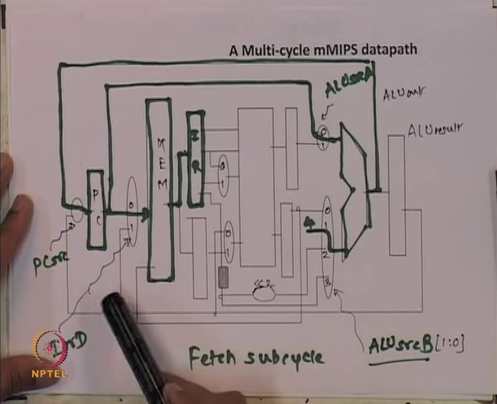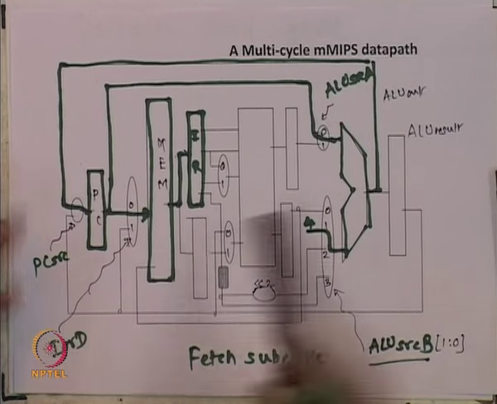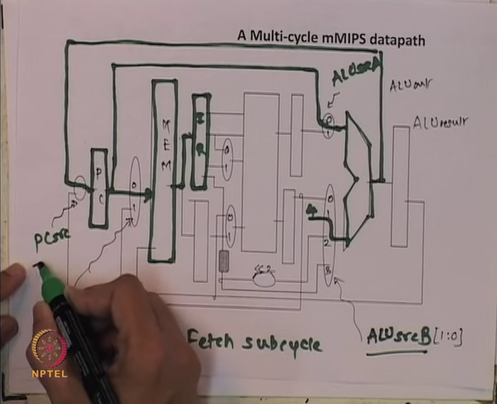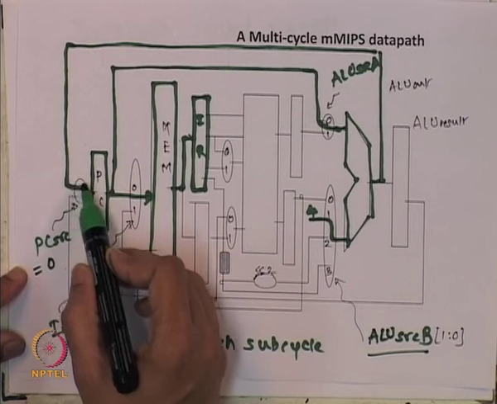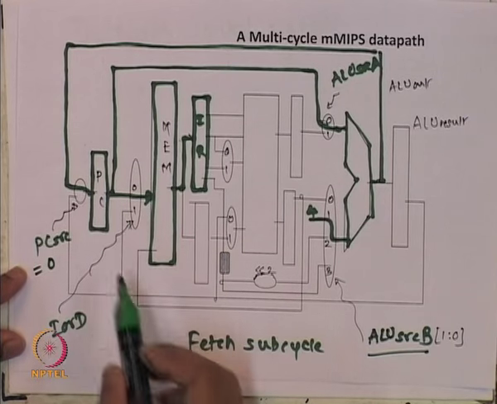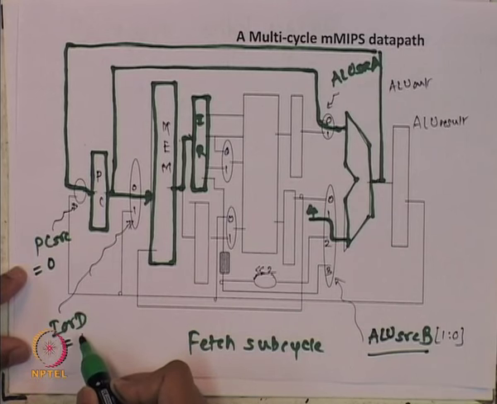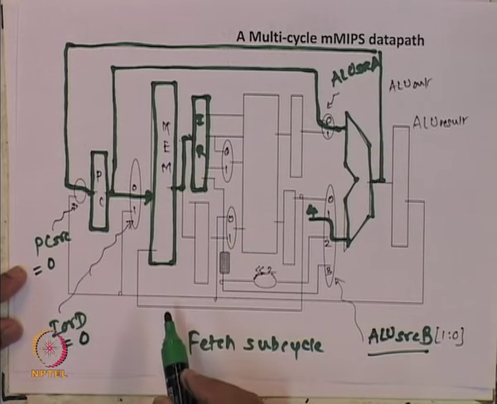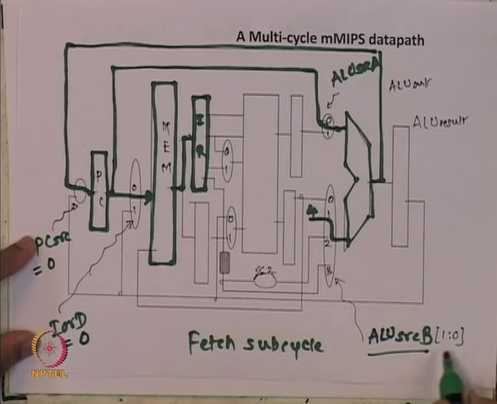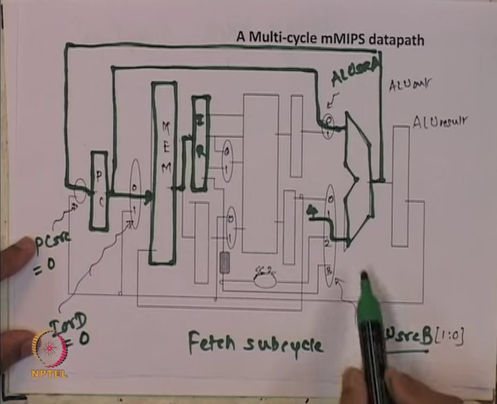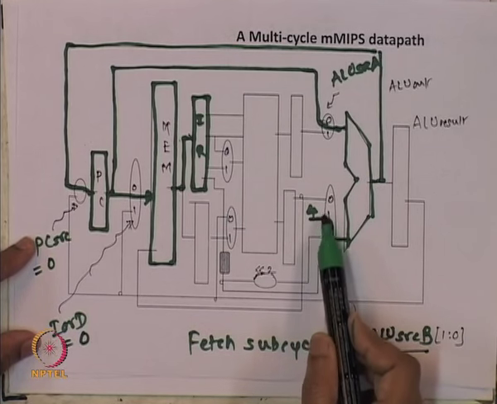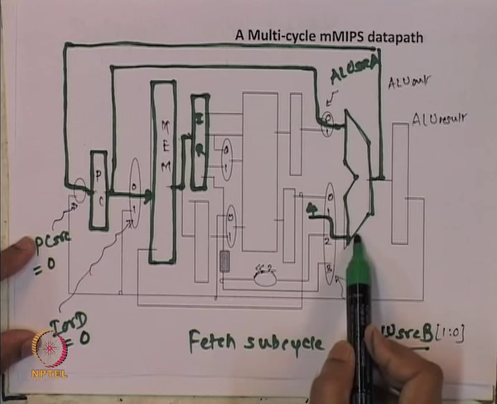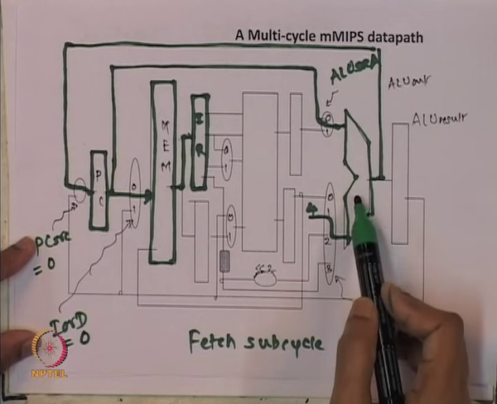What's happening? What we need to notice is that in this PCSrc will have value 0, because it should allow the upper input to go to PC. IRD should again have value 0, because that is the upper one going through this multiplexer at its output. Okay. What about this ALUSrcB? You see that the constant 4, which is on the second port, that is port number 1 of input number 1 of this multiplexer, should go through to the output and hence to the B port of the ALU.